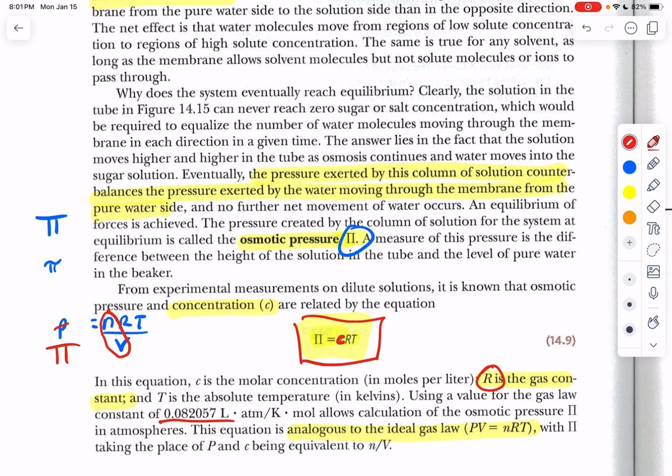And we're still using the ideal gas law constant, R, which is 0.0821 if we want our answer in atmospheres. You can use one of the other constants if you want your answer in millimeters of mercury, or pascals, or bars, or millibars.